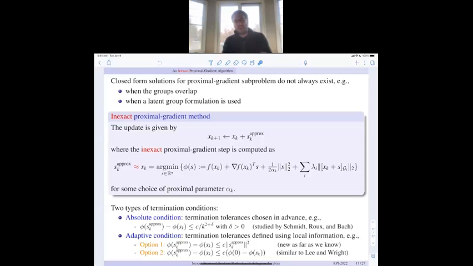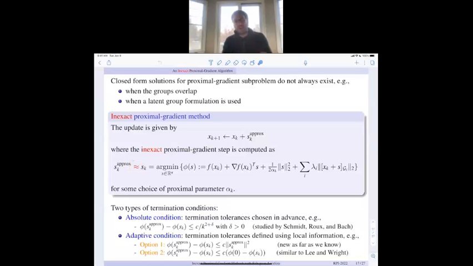So what is an inexact proximal gradient method? You have your current iterate xk, and you add to it an inexact proximal gradient step, where the inexact step approximates the solution to our standard proximal gradient step. So you just have to solve this subproblem inexactly. There are different types of conditions that we could use to say exactly what we mean by an approximate solution to this problem.